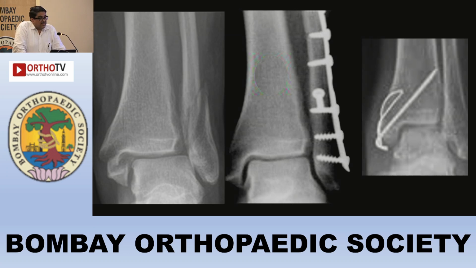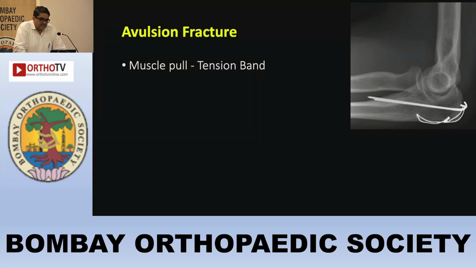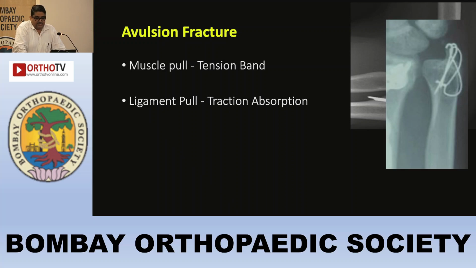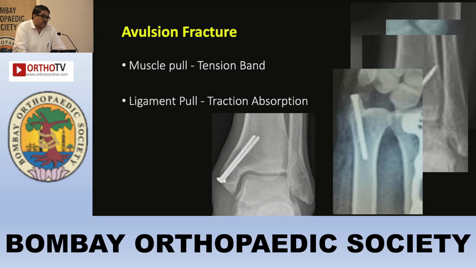The reason I'm telling you all these things, these are when similar injuries happen on the distal radius, you still need to apply the same principles, and they are not very common. They are not very commonly applied on the distal radius, and therefore I just thought I will touch upon these. So for muscle pull, tension band; for ligament pull, traction absorption. Different types of traction absorption. It can be a tension band wiring like a construction, or it can be a compression screw.